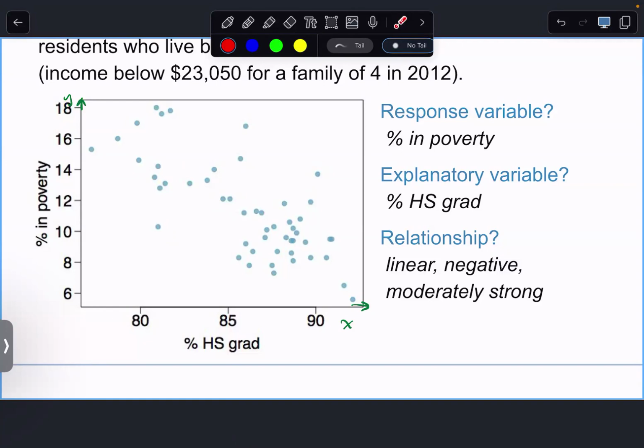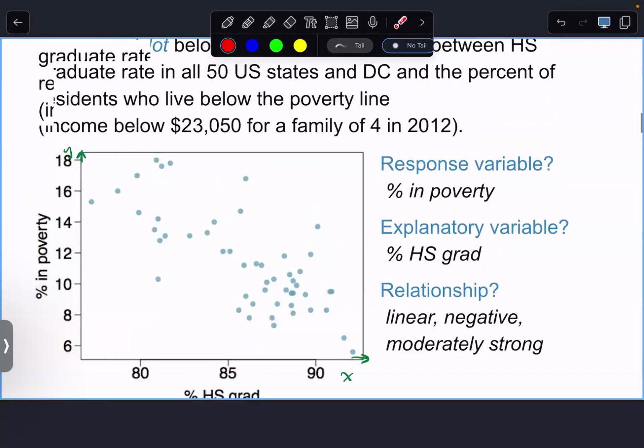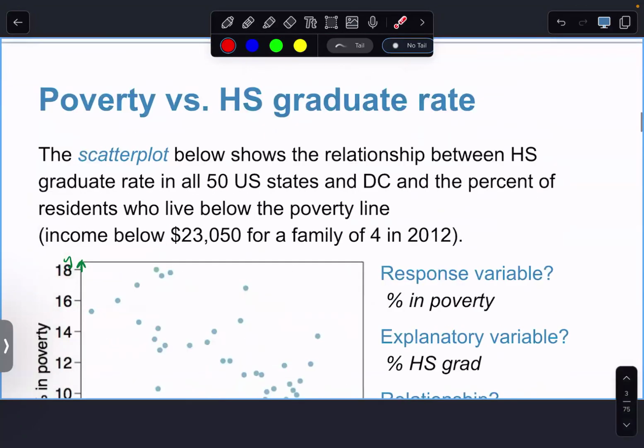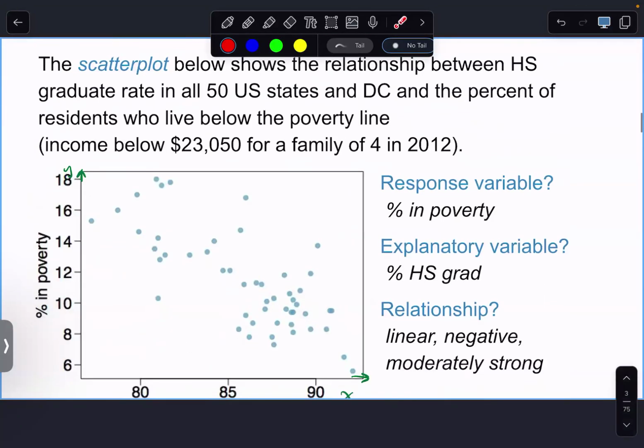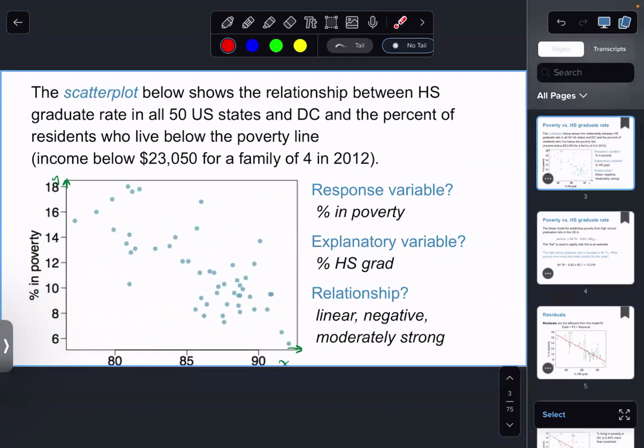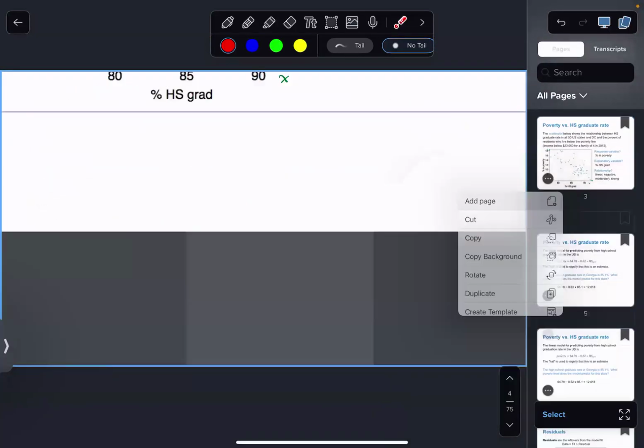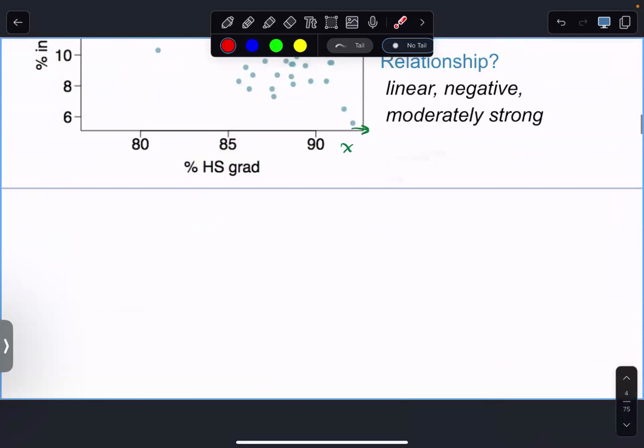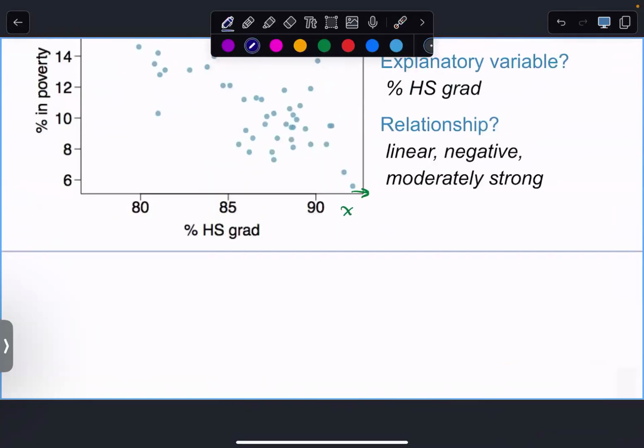Now, when we're given a scatter plot or when we've made a scatter plot, one of the main things that we want to do to start is just to describe the relationship. Okay, and I guess I'll use this next slide, or I'll just make a page. No lines. Oh, dang. Okay.